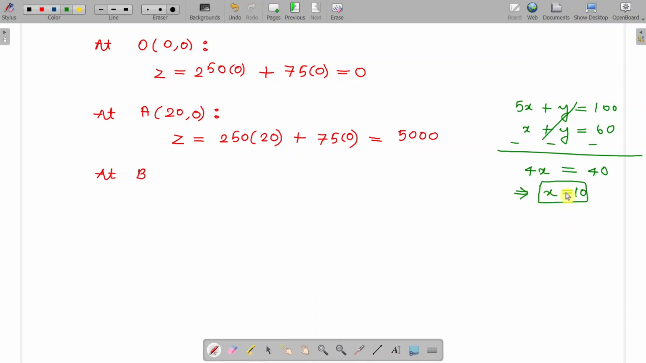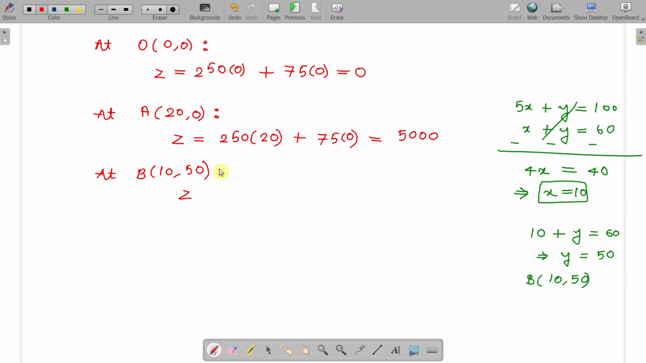Now we will substitute this x in the second equation. So what we will get, 10 plus y equal to 60. So that means y is equal to 50, right? Okay, so B will be what? So point B, x is 10 comma y is 50. So B is 10 comma 50.